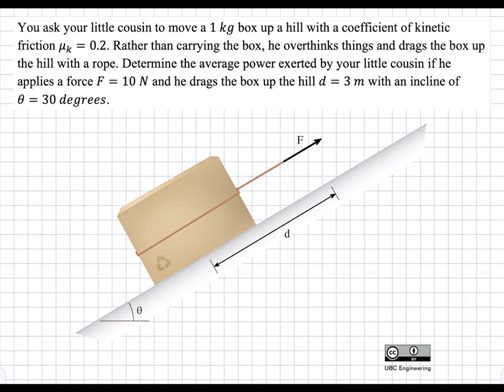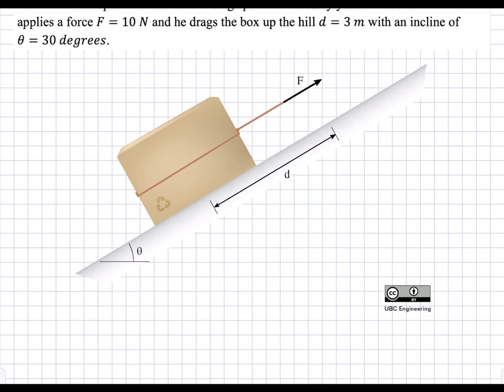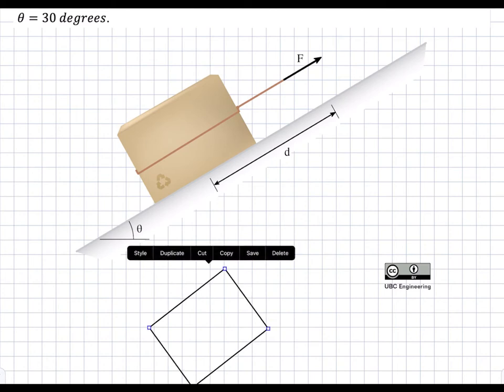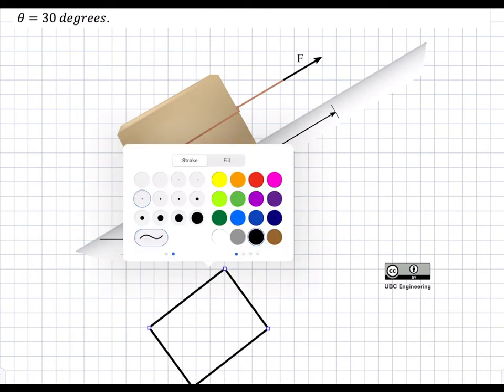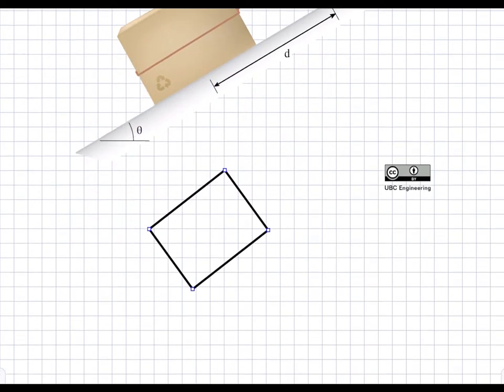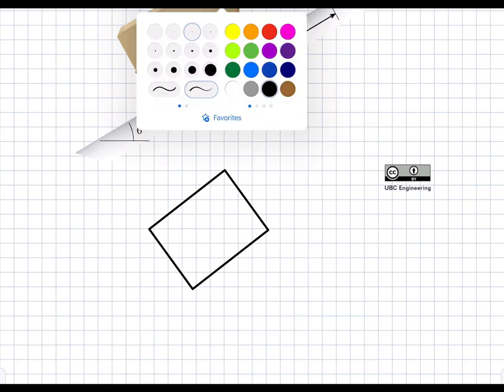Okay, so the first thing we do is start with a free body diagram of the block. On the block, there's a normal force and a friction force, and then there's the force due to gravity, and F, which pulls the block up the incline. So we're going to draw those.